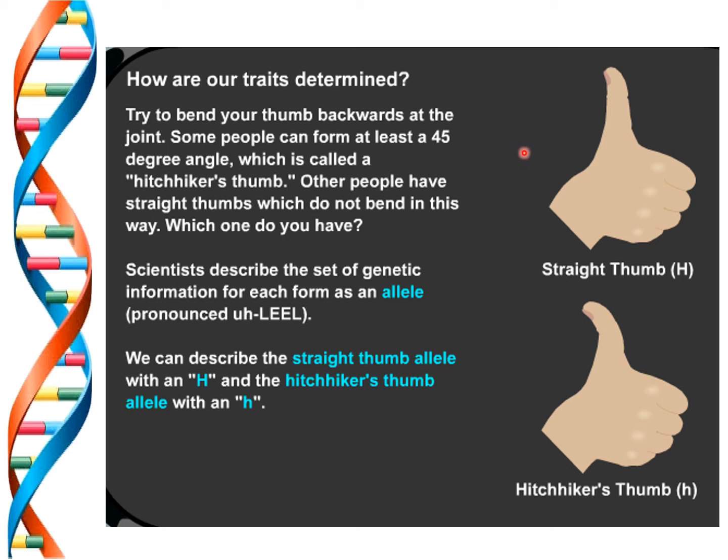Some people can form at least a 45-degree angle, which is known as the hitchhiker's thumb. Other people have straight thumbs which do not bend in this way. Which one do you have? Look at your thumb to see. The diagram here shows an example.